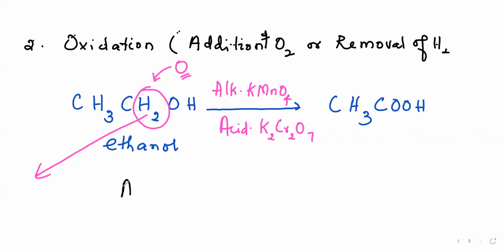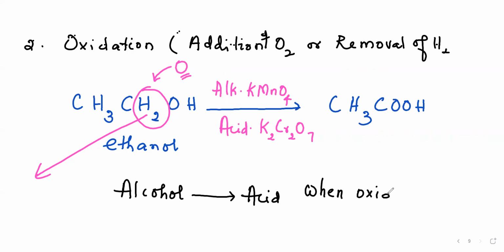So what happens when it is oxidized? The alcohol will be converted to acid when oxidized. And what helps in this is the oxidizing agent, alkaline KMnO4 or acidified K2Cr2O7.